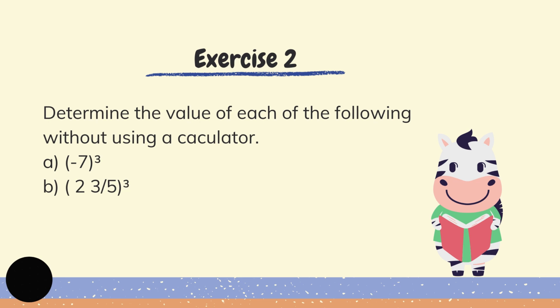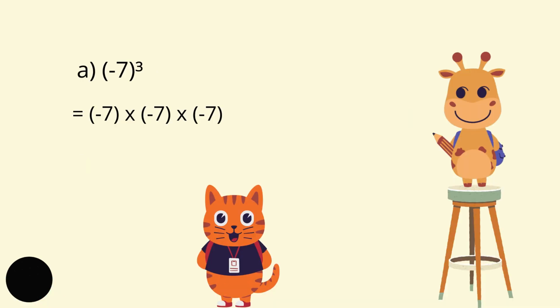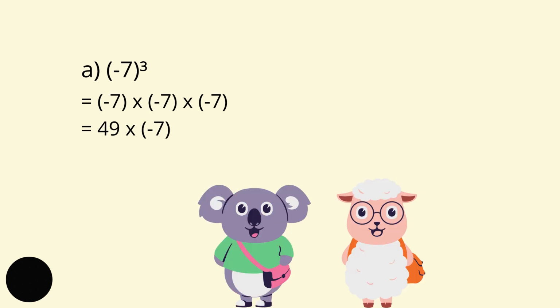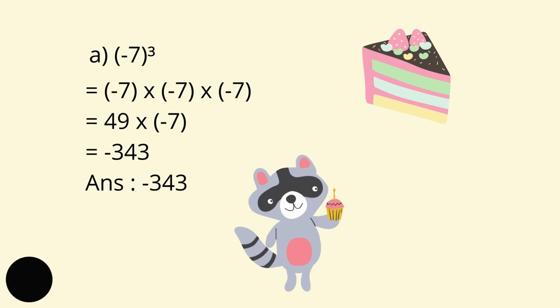Determine the value of each of the following without using a calculator. A, negative 7 cube equals negative 7 multiplied by negative 7 multiplied by negative 7. So we do the first two. Negative 7 multiplied by negative 7 equals 49, because a negative multiplied by a negative integer is positive. Then 49 multiplied by negative 7 equals negative 343.